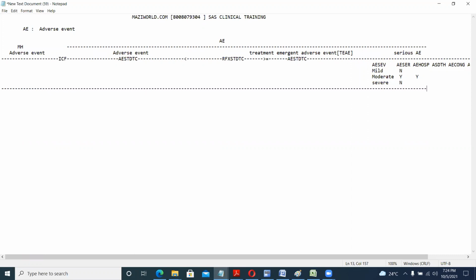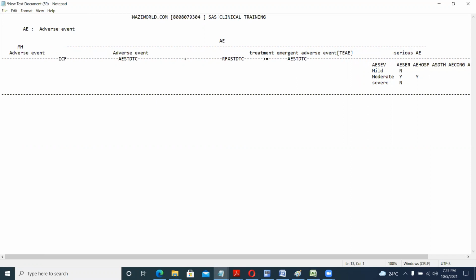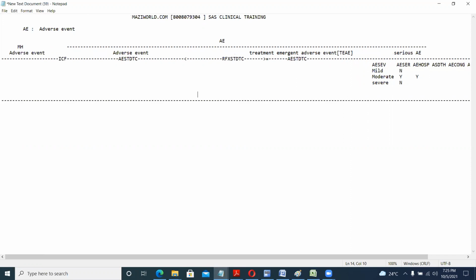But at the same time, the funny thing is that there is another quite interesting variable. That variable is nothing but toxic grade. Now, what do you mean by this? Let me explain. It's like AETOXGR, the AE toxic grade. So what do you mean by this AE toxic grade?